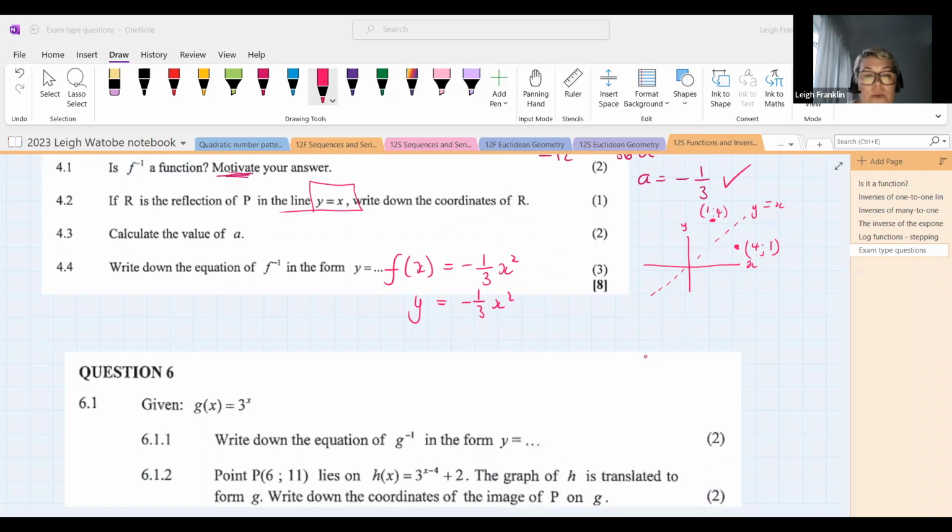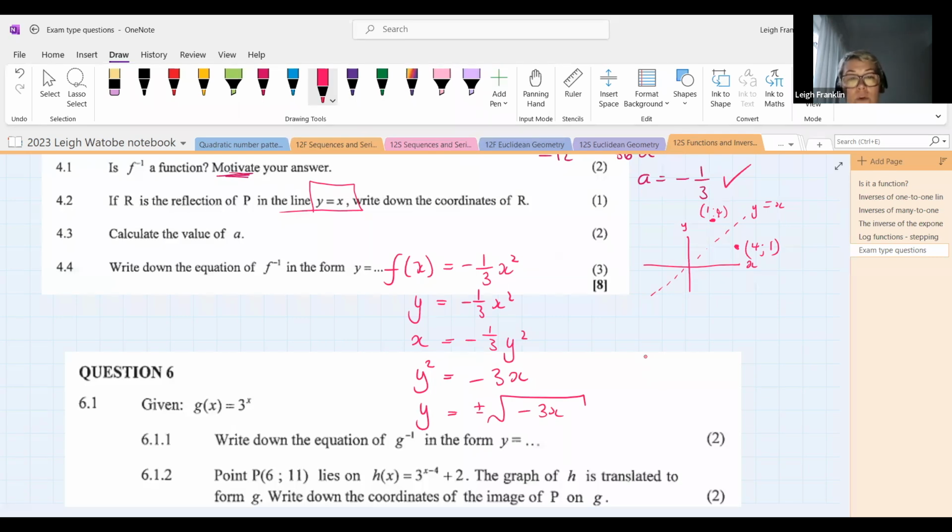All right, so we're going to switch x and y. So x becomes minus 1 over 3 y squared. Now I want to make y the subject of the formula. So now I've got to divide both sides by negative 1 over 3, or I can multiply both sides by negative 3. It would give me the same answer. So now we've got y squared equals negative 3x. And now I need to take the square root. So y would be equal to plus or minus the square root of negative 3x.